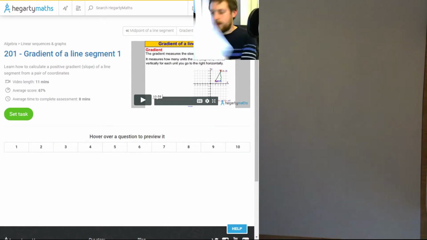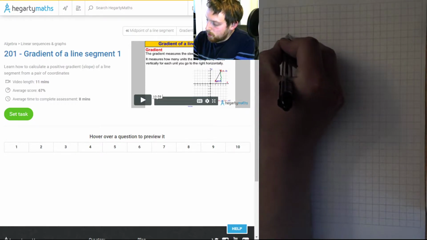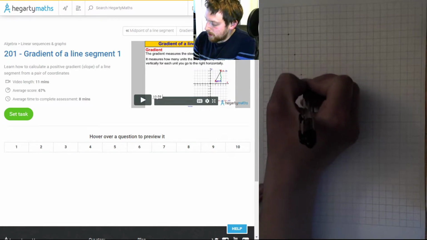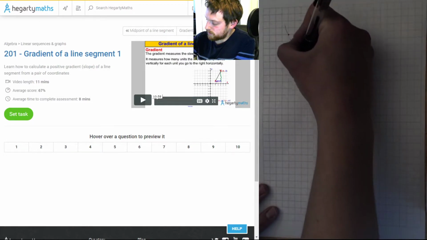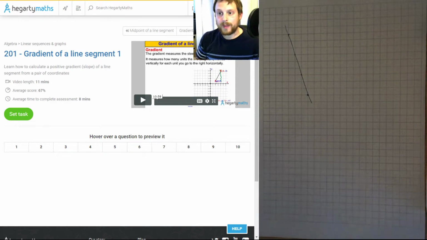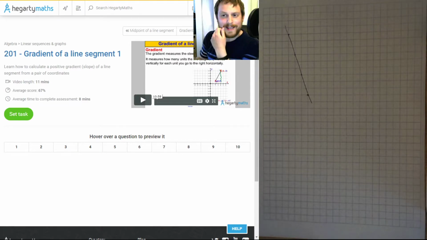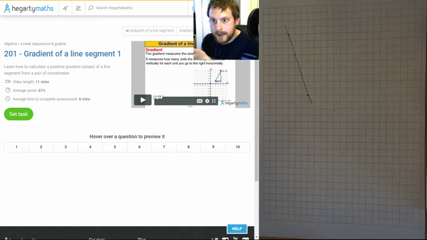So, I need my squared paper. There we go. Let's do this one. This time I'm going to go 1 along and 3 down, 1 along, 3 down, 1 along, 3 down. Like this. So that's a steep line. What sort of gradient does it have? It's going downhill this time, so it's got a negative gradient. So the number that I end up writing is going to be a minus number.